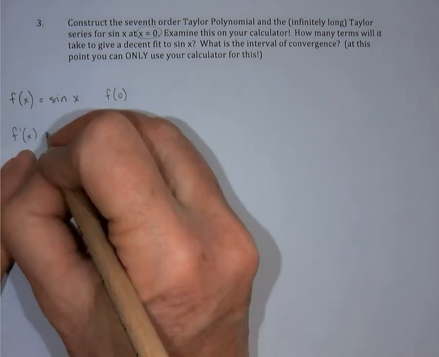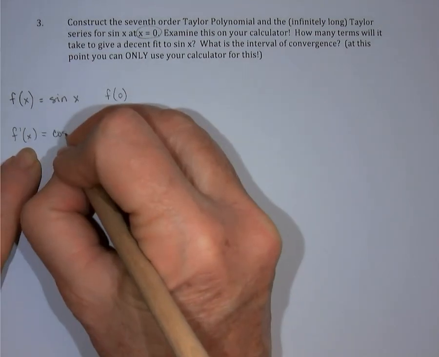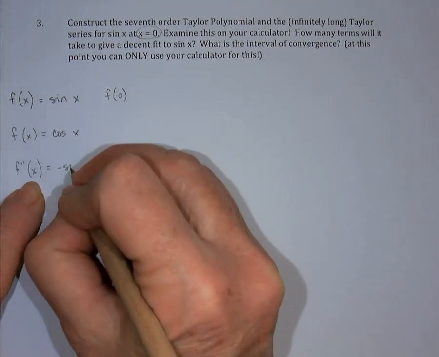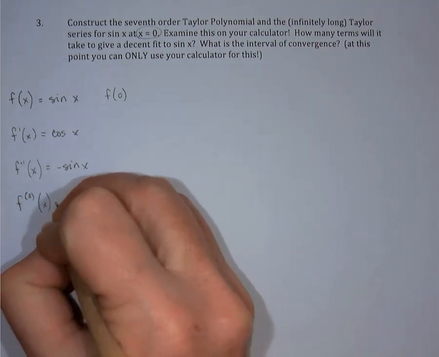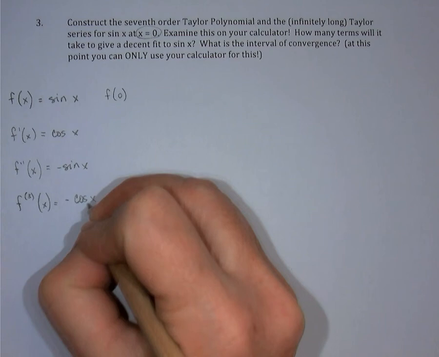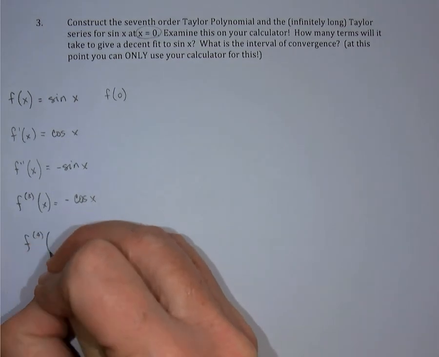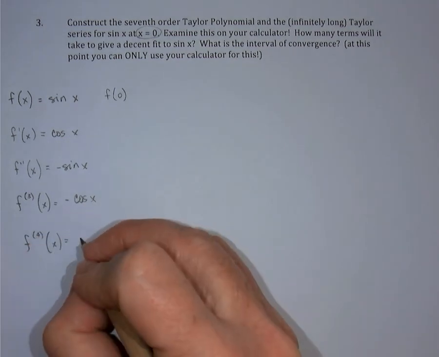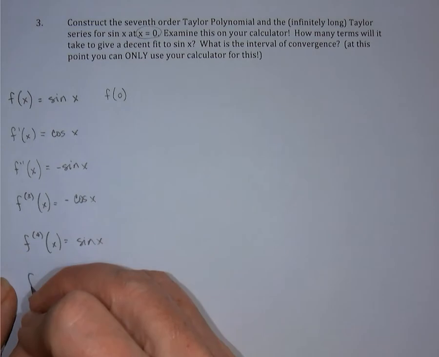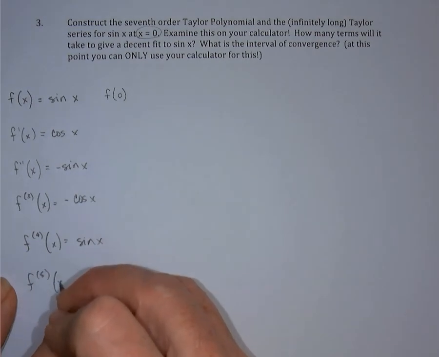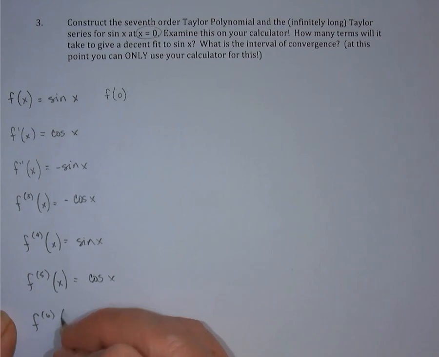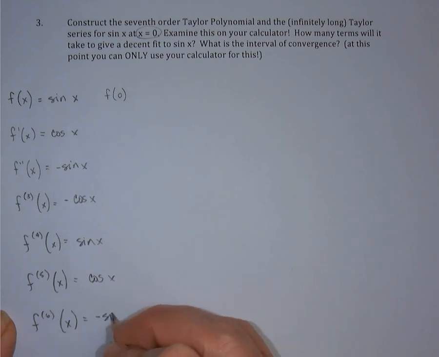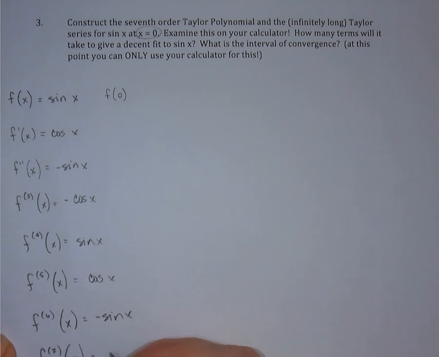So the first derivative of sine is cosine. The second derivative, you know, is negative sine of x. The third derivative, I'm just going to do that notation, is negative cosine of x. The fourth derivative is sine of x. The fifth derivative is cosine of x. The sixth derivative is negative sine of x. And the seventh derivative is negative cosine of x.